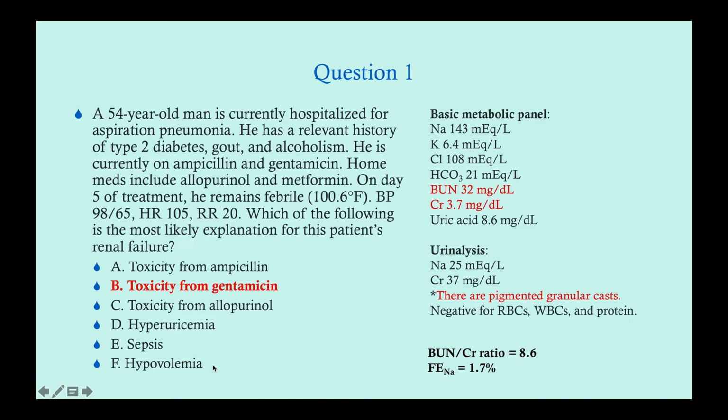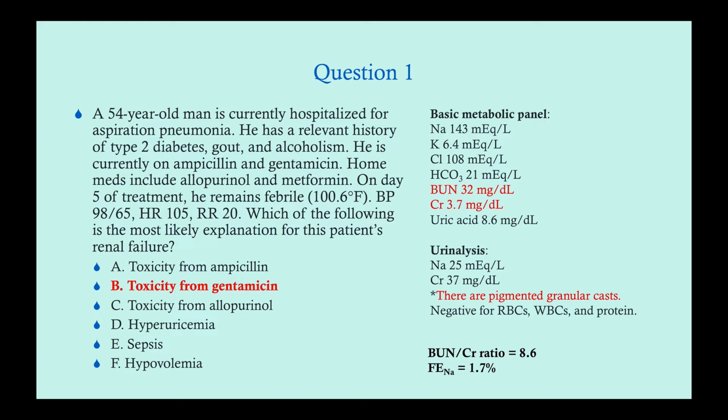And how do we know that this is not pre-renal failure? And this is what I really want to get to in this question. It's the very first thing you should ever do anytime you have a patient with new onset high creatinine. The very first thing, it should be a reflex. The very first thing you should do is look at the BUN, look at the creatinine, and divide it. You want to get the BUN creatinine ratio.